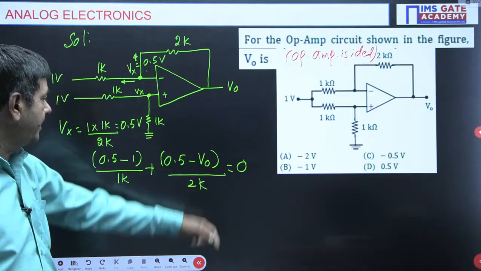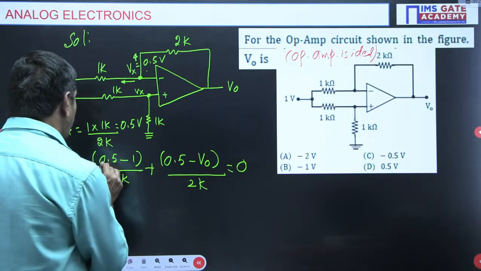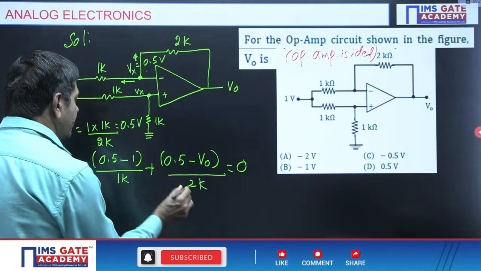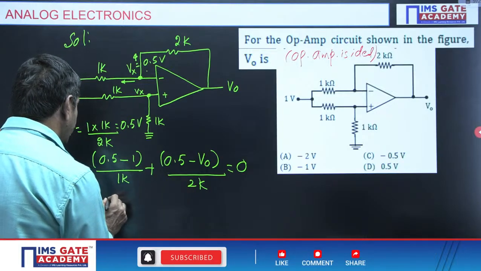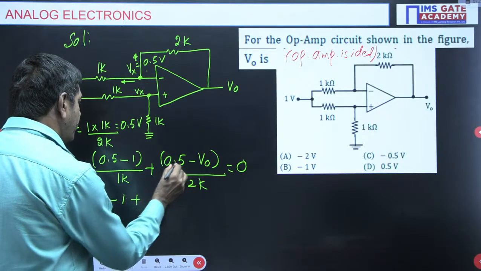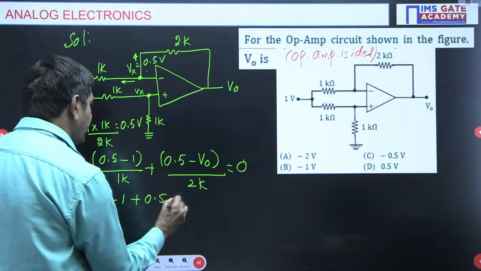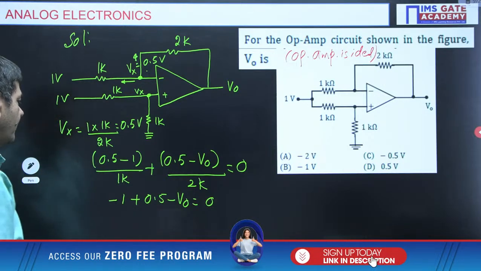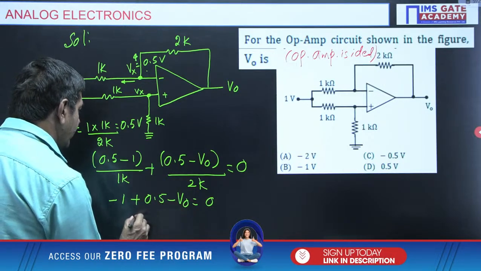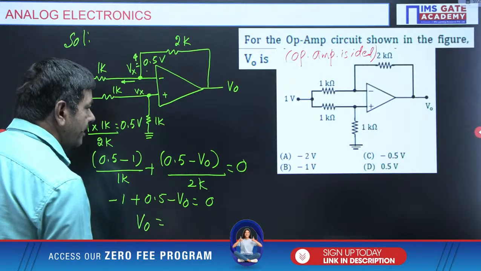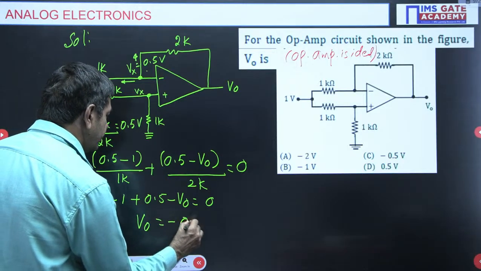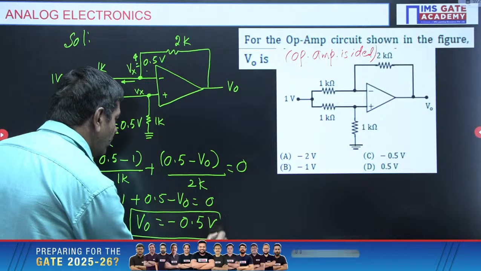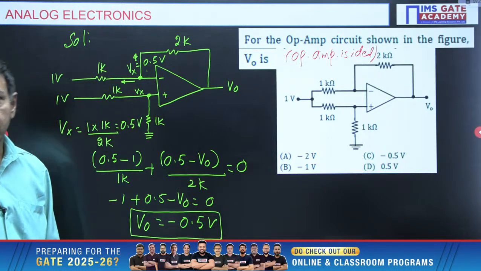Here I can cancel K. But I can expand here now 0.5 minus 1 minus 0.5. Take LCM: minus 0.5 into 2 minus 1, I will get plus 0.5 V naught, that equal to 0 after LCM. Finally, 0.5 V naught equal to what I can get? V naught equal to minus 0.5 volts only now. Minus 0.5 volts I am getting now. This is the output voltage. Please note this.